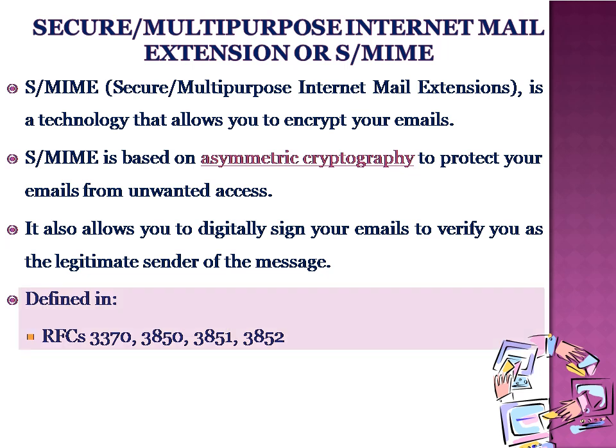And lastly, S/MIME is defined in a number of documents, but most importantly in RFCs, which range from 3370, 3850, 3851 and 3852. So this was about the overview of S/MIME. Firstly, it is a technology that allows you to encrypt your emails. Secondly, it makes use of asymmetric cryptography, which means it makes use of two keys, private and public. And not only this, it also provides authentication by digitally signing your emails and verifying you as the legitimate user.